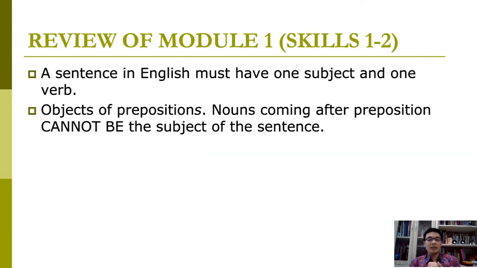The first one is the review of Module 1, Skills 1 and 2. You have to remember that a sentence in English must have one subject and one verb. So you have to remember each subject has its verb and each verb has its subject. And then you have to be careful with objects of prepositions. Nouns coming after prepositions cannot be the subject of the sentence. Okay?